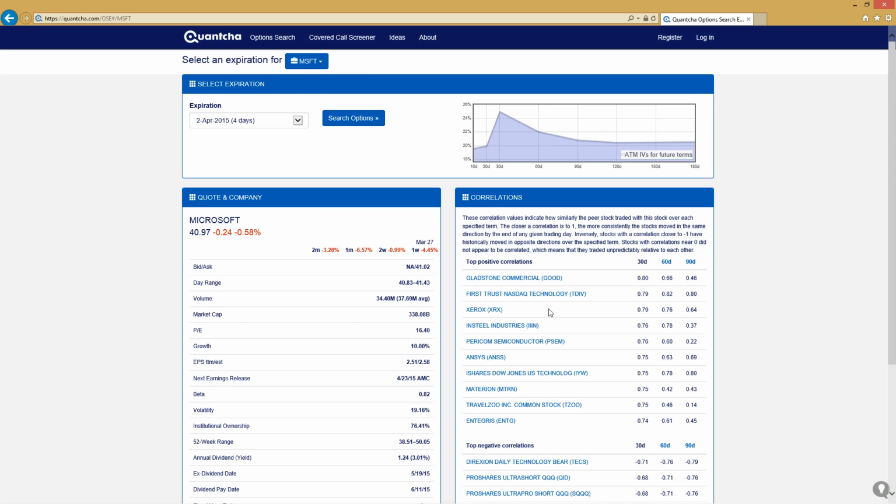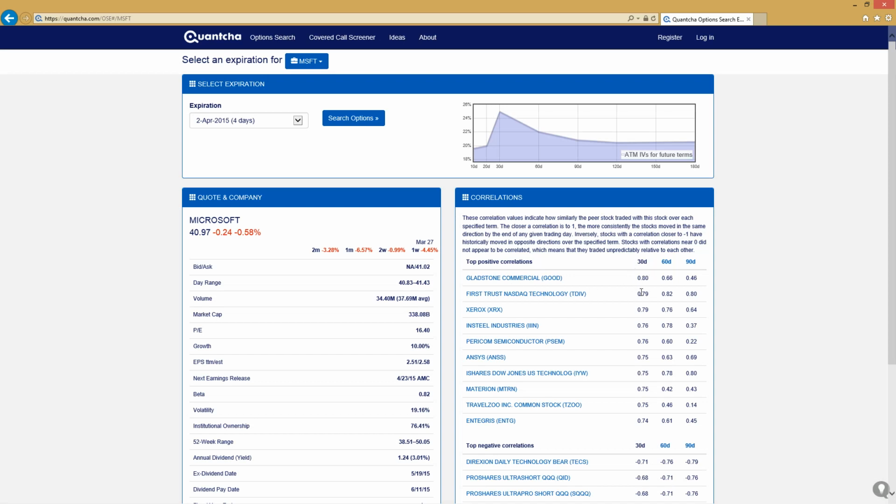Another useful thing is we've got this correlation support. Correlation is basically we analyze the trading history of stocks compared to each other, specifically looking at the returns that they've had over these various durations, whether it's 30, 60, or 90 calendar days. When the correlation is calculated, it's a number between -1 and +1. The closer you are to +1, the more closely correlated the stock you're looking at is with the stock that's listed. So in this case, we can see that Microsoft is pretty closely correlated with Gladstone Commercial over this 30-day period.